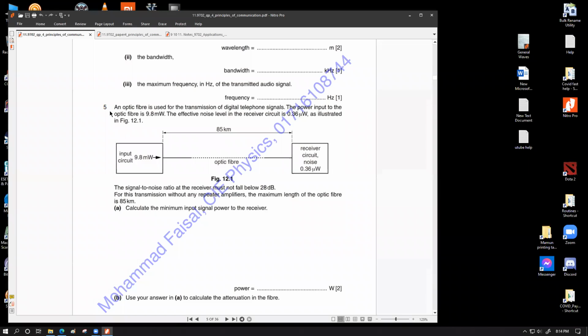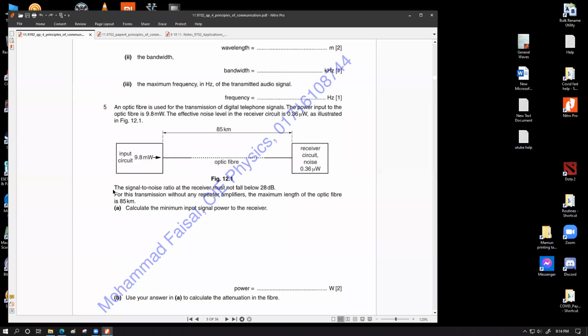Works that way. An optic fiber is used for the transmission of digital telephone signals. The power input to the optic fiber is 9.8 milliwatt. The effective noise level in the receiver circuit is 0.36 microwatt, as illustrated in figure 12.1. Okay, so we have the inputs, 85 kilometer optic fiber, receiver circuit. The signal to noise ratio of the receiver must not fall below 28 decibel.